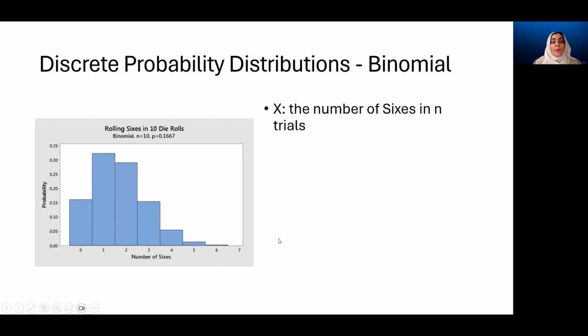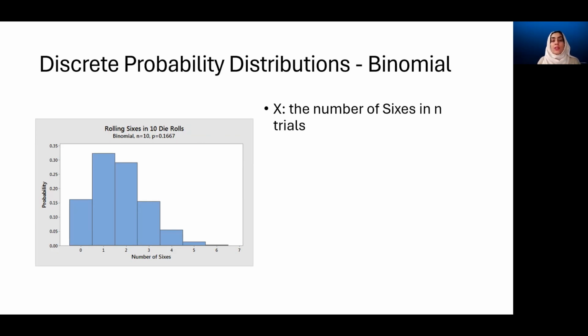Let's consider an example here. X represents the number of sixes in n trials. This example is basically rolling a die 10 times. So the number of trials is n here, and we want to find out the probability of getting sixes over the range of trials.